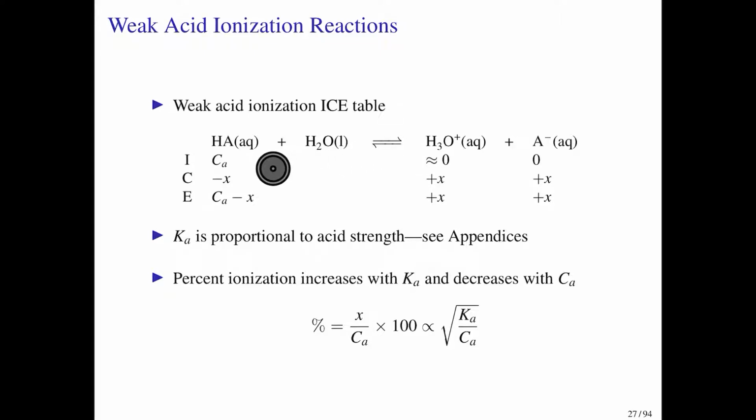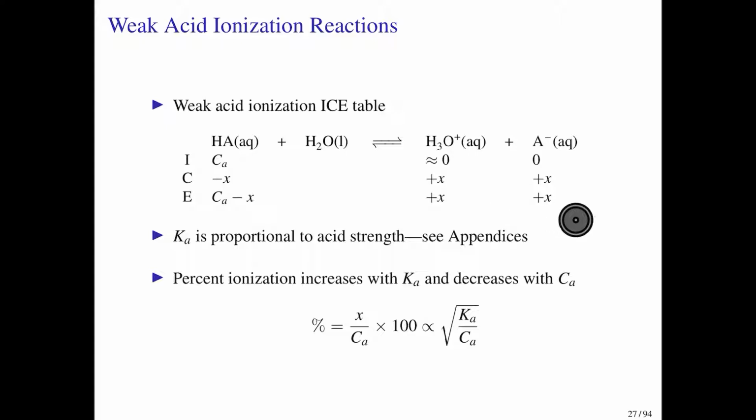There will be some dissociation of the acid, so the acid concentration will decrease by some amount x. That will increase the concentration of both the hydronium and the conjugate base by the same amount x. To get the equilibrium concentrations, we add the initial concentrations to the change in the concentrations. That gives us Ca minus x for the weak acid, and just x and x for hydronium and the conjugate base.